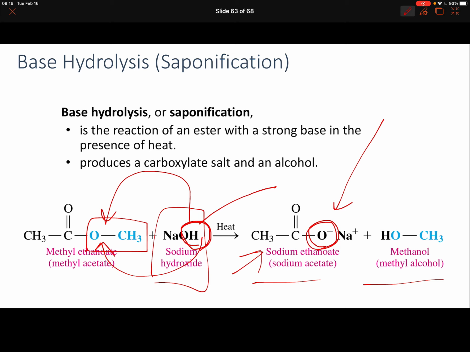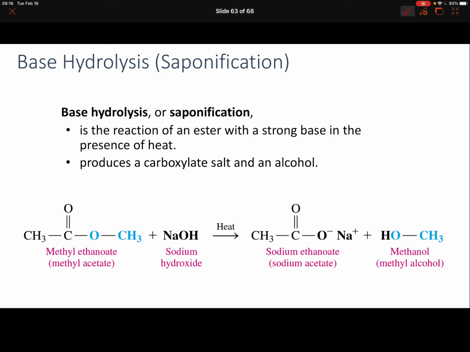And anything that's negatively charged should be paired up with a positively charged ion when we finally put it together as a final answer. Let me backtrack again. So in base, we do end up with the two pieces again. We always get our alcohol, but in base, we end up with our carboxylate salt, not our acid. So in acid hydrolysis, we would get back acetic acid and methanol. But in base, we get back our methanol and we get back acetate ion with sodium.